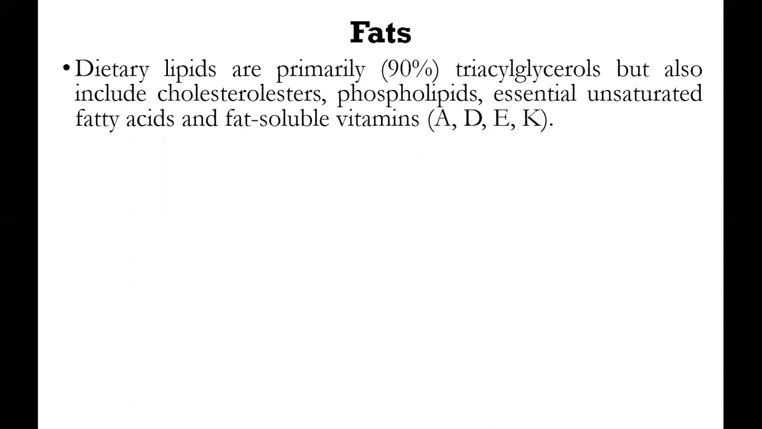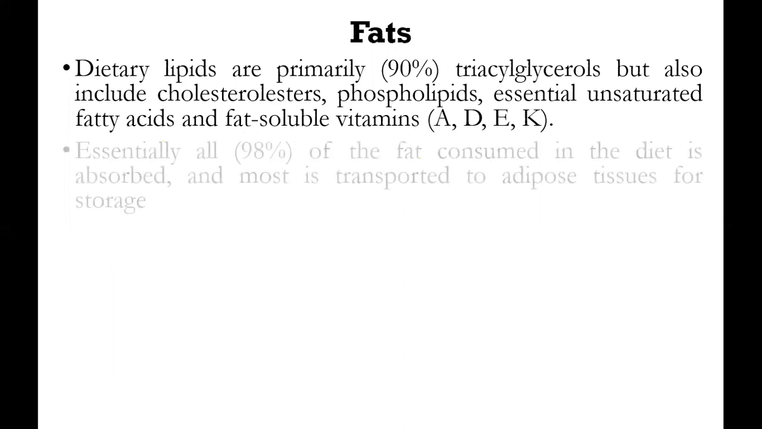Moving on to fats. So the dietary lipids are primarily 90% triglycerides. So you have triglycerols or triglycerides, which are 90% of the fats that you are eating. But also we have a bit of cholesterol esters, phospholipids, and essential unsaturated fatty acids, and also fat-soluble vitamins as part of fat. So fat-soluble vitamins like ADEK, vitamin A, D, E, K, will be absorbed together with fat because they are fat-soluble. So when you talk about fat digestion, you think of triglycerides, cholesterol esters, phospholipids, unsaturated fatty acids, and also fat-soluble vitamins, which are vitamin A, D, E, K. These 4 vitamins are absorbed together with fat.